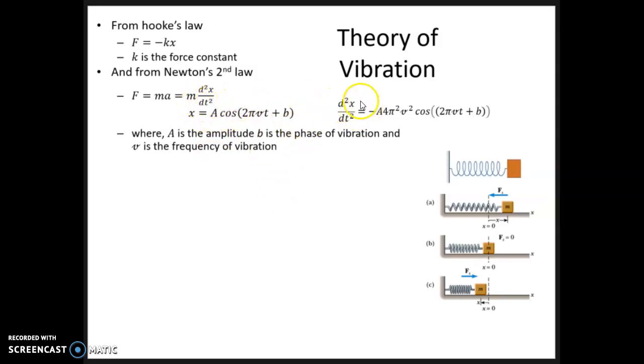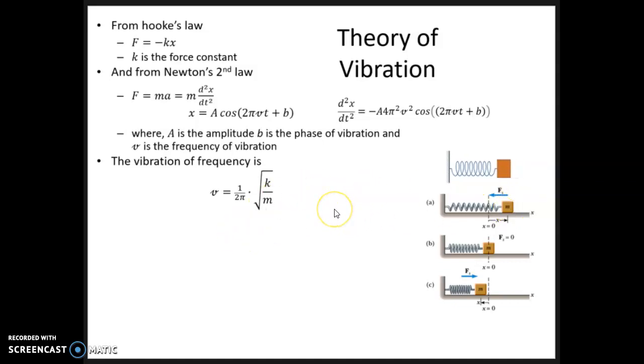So if we take this derivative d squared x over dt squared and compare this to equation F equals ma and F equals minus kx, which involves a little bit of calculus, we arrive at v, which happens to appear first here, is equal to 1 over 2 pi the square root of k over m, where m is the mass of the vibrating object. So the frequency of vibration is 1 over 2 pi times the square root of k over m. So it's directly proportional to the square root of the force constant, and inversely proportional to the square root of the mass of the vibrating object.